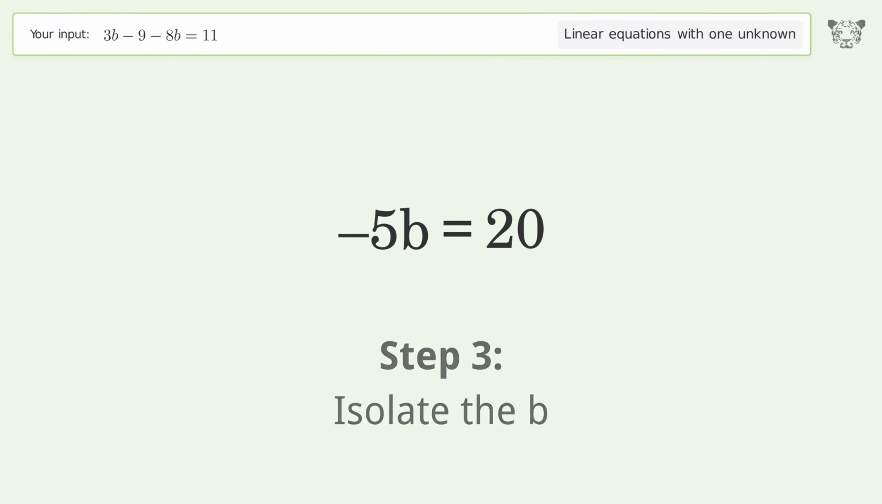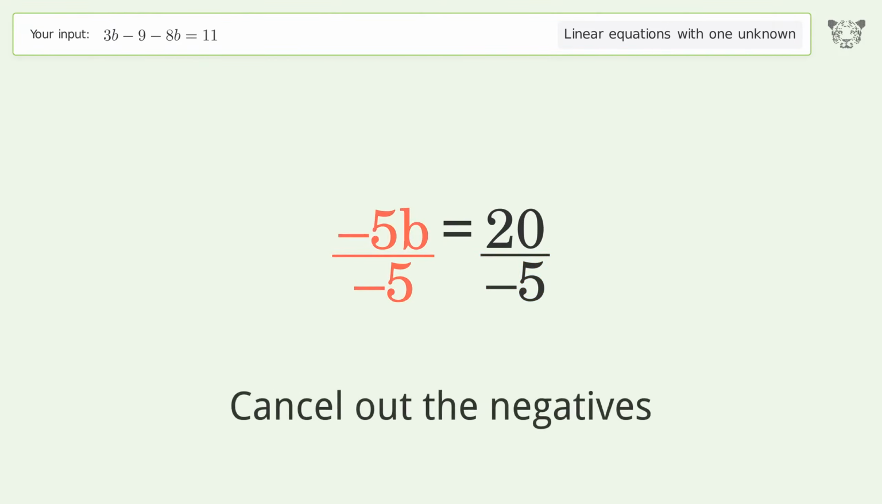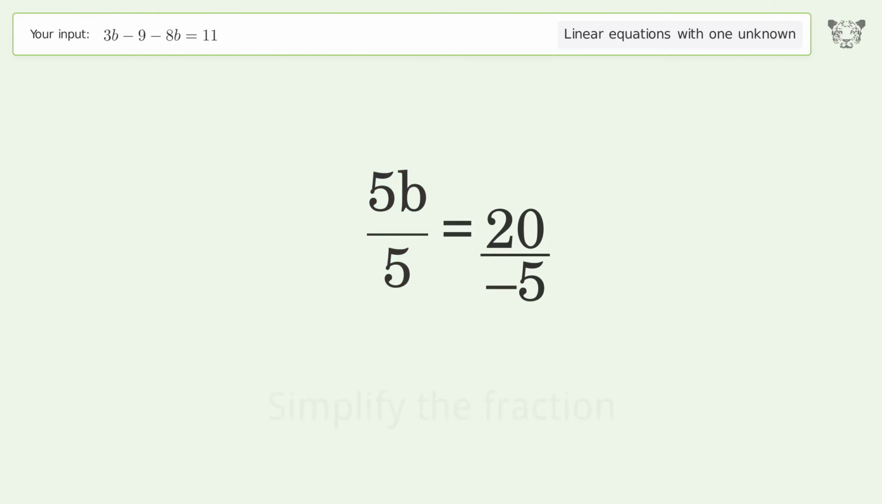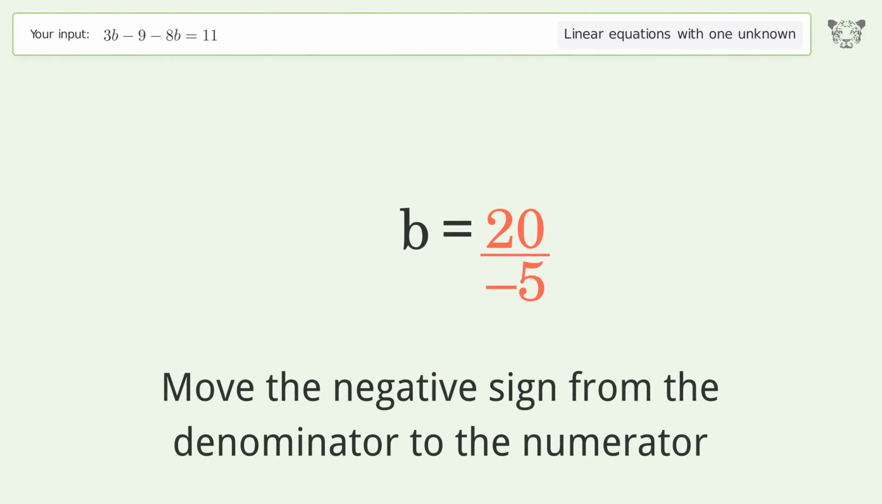Isolate the b. Divide both sides by -5. Cancel out the negatives. Simplify the fraction. Move the negative sign from the denominator to the numerator.